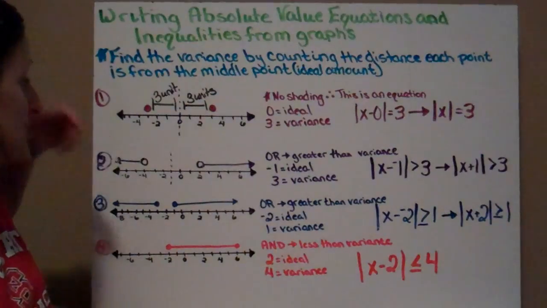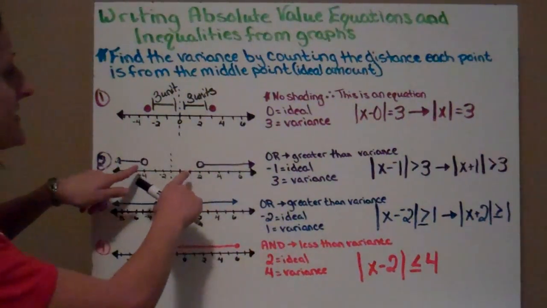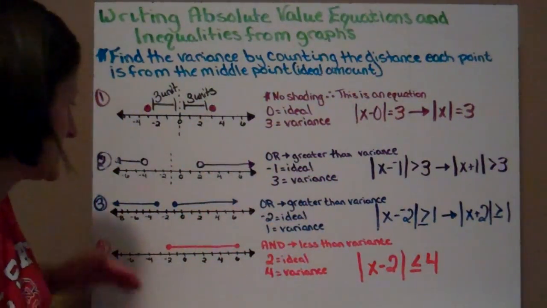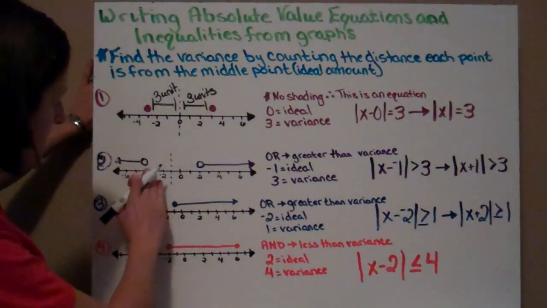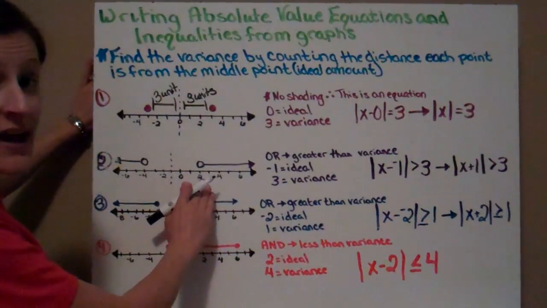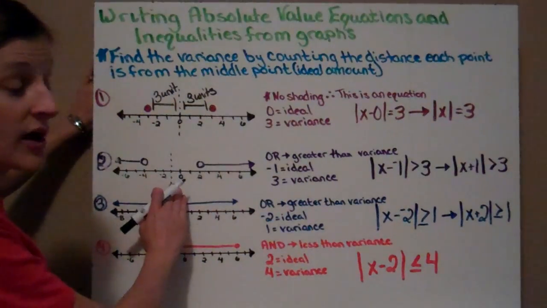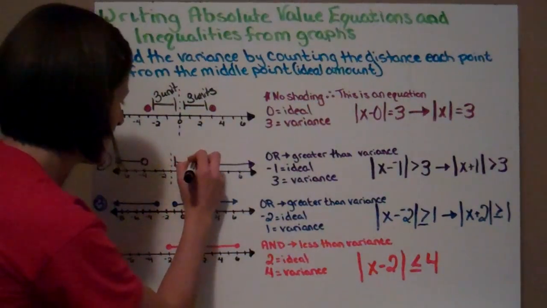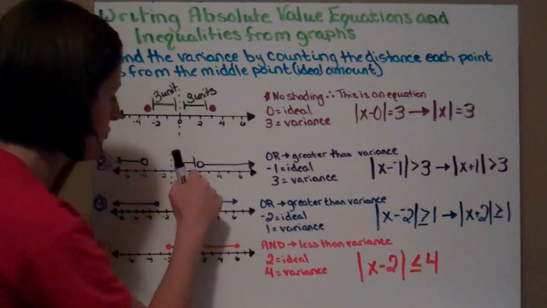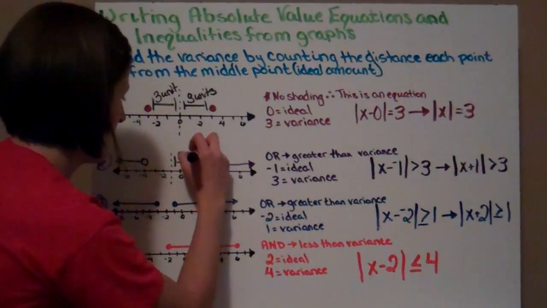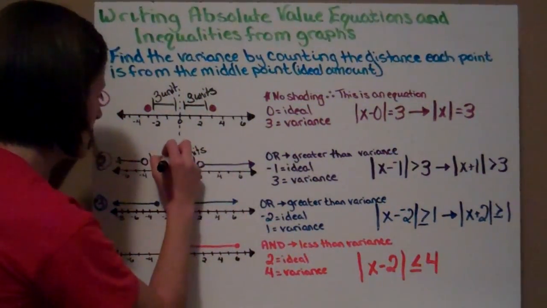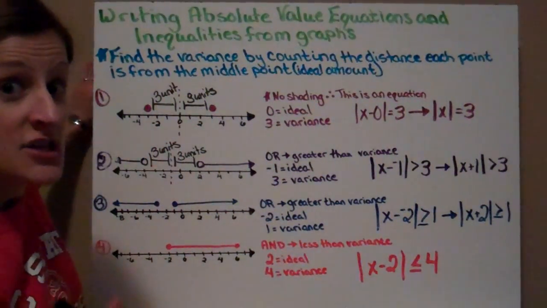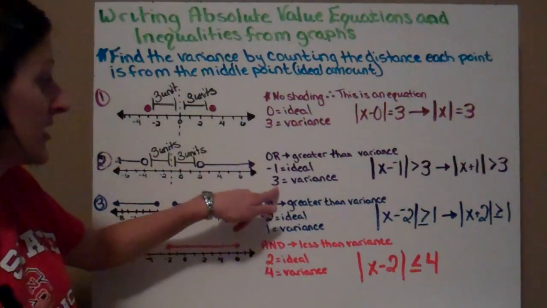So let's look at number 2. Now, notice this has 2 inequality graphs, so it's going to be an OR statement. If I have points at -4 and 2, my halfway point this time is going to be here at -1. So that's my ideal. Now, from here to there, I have 1, 2, 3 units, and from here to here, I have 3 units. So that's my variance. So my ideal is -1 and my variance is 3.